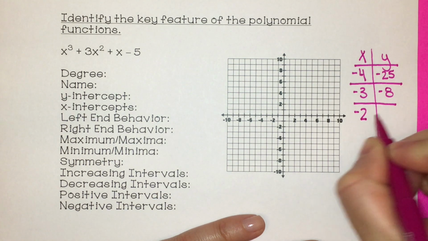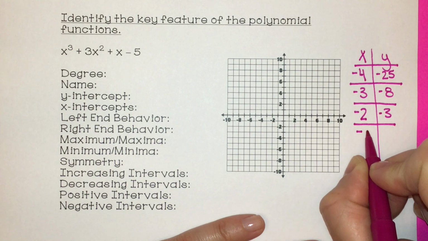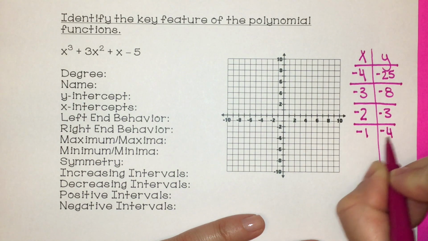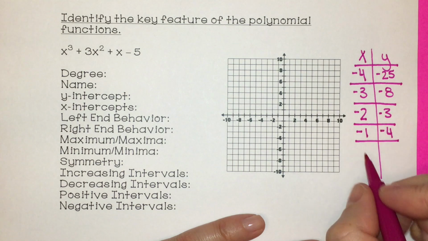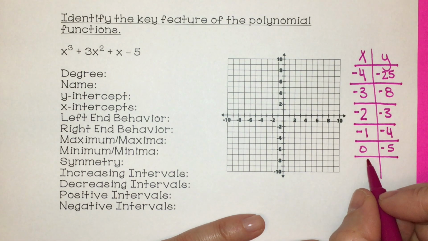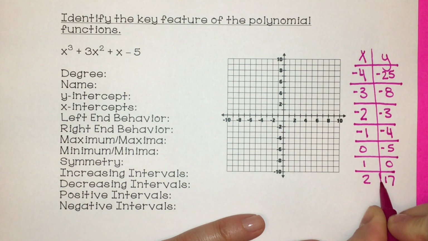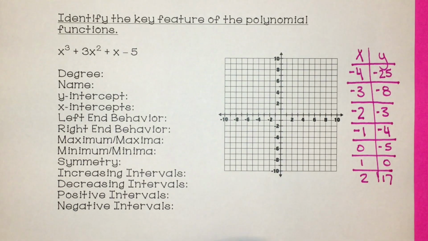When I plug in -2, we get -3 out for y. -1 gives us -4 for y. When x is 0, y is -5. When x is 1, y is 0. And when x is 2, y is 17. Again, this is off the graph, but I can determine the end behavior.